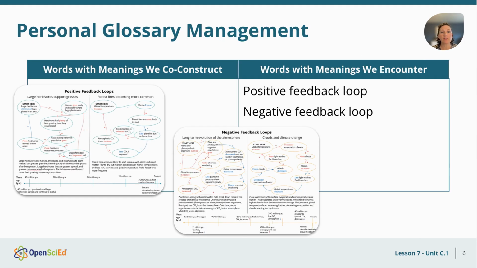For the personal glossary, in part 2, we encountered the words positive and negative feedback loops in the infographics. You may choose to have your students add these words to their personal glossaries.